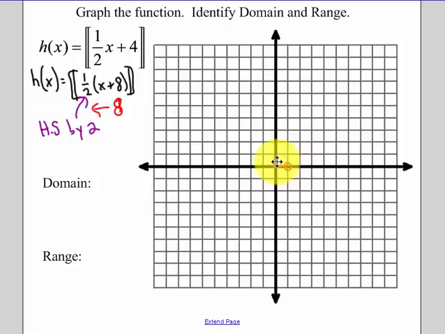So I translated 8 units: 1, 2, 3, 4, 5, 6, 7, 8. So that's translated 8 units. Now I'm stretching it out. I'm making it twice as long. So it's going to look like that. The next one would be up here, 2 units long. 2 units long. 2 units long.